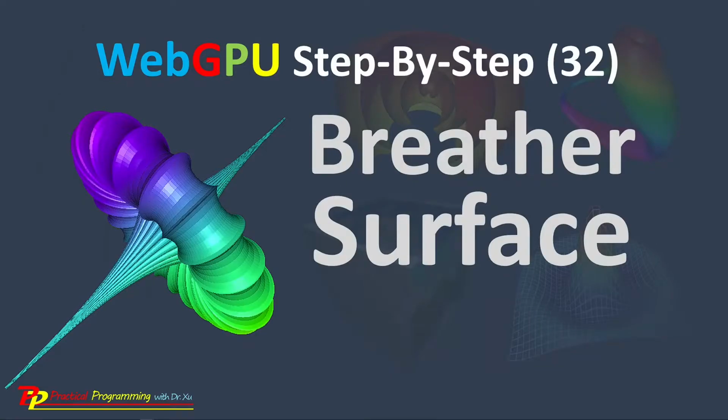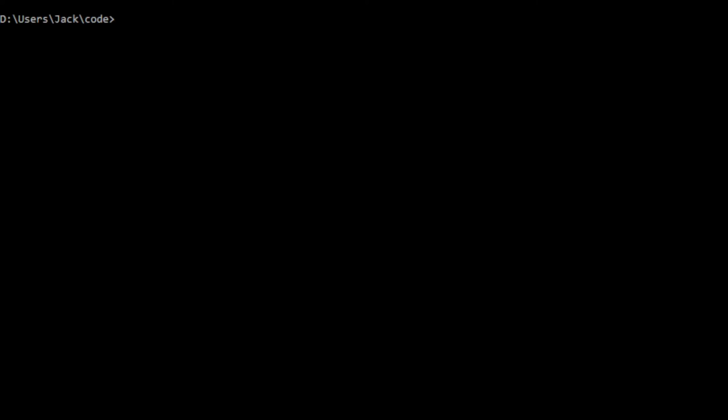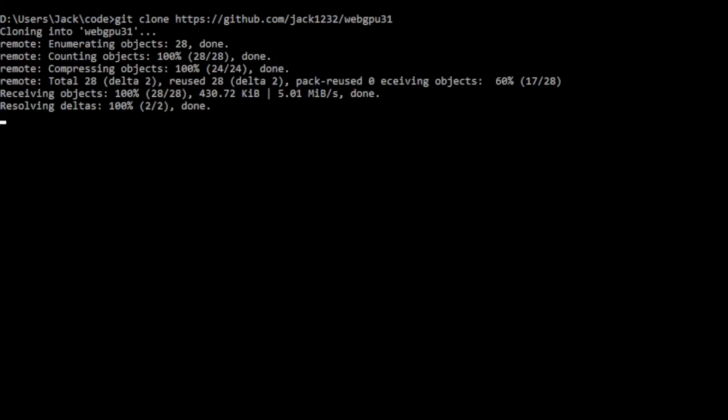Here we will use the Git tool to clone the source code used in the last video. Here is a download link at the GitHub repository. From this link, you can download all the source code used in the last video. Now open a command prompt window and run the following command: git clone and paste this link. This will generate a WebGPU 31 folder on your local machine. This folder contains all the source code used in the last video.